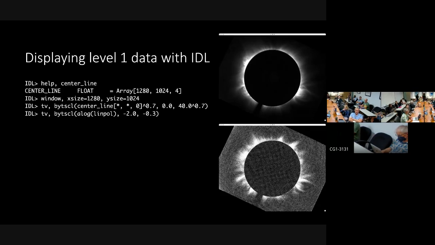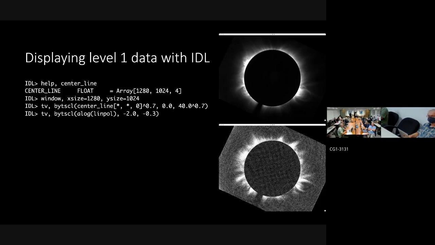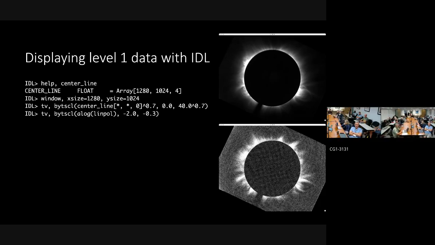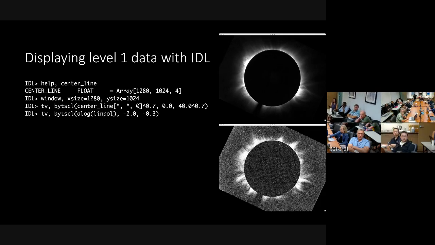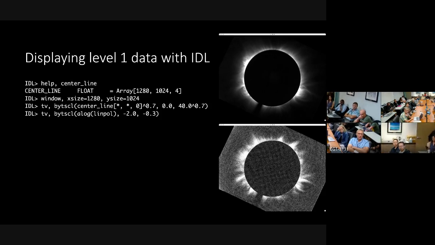Here is just a very basic display of reading files and then using IDL commands only, right? So nothing fancy at all. Just displaying the center line. I index it by 0, hit it with a power of 0.7 and a min max of 0 to 40. So that power of 0.7 gives me that display of intensity there. This is for a 1074 file.